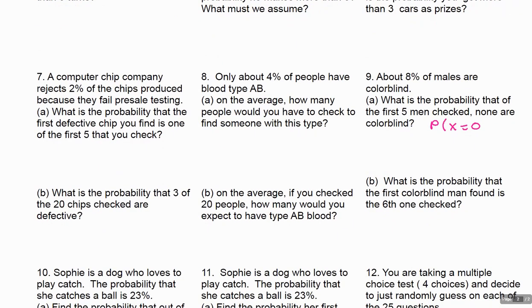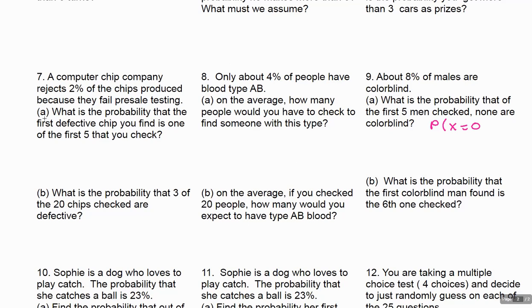Now, take a look at B. What's the probability that the first colorblind man found is the 6th one checked? This is clearly a geometric, because all I care about is the fact that he's the first.